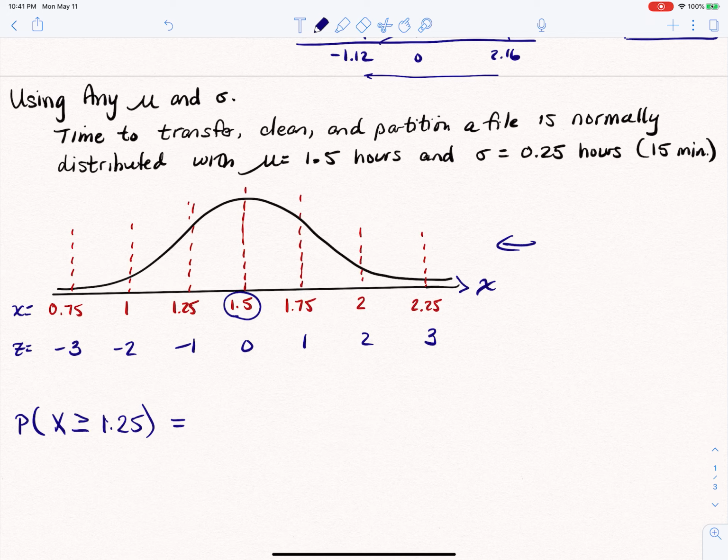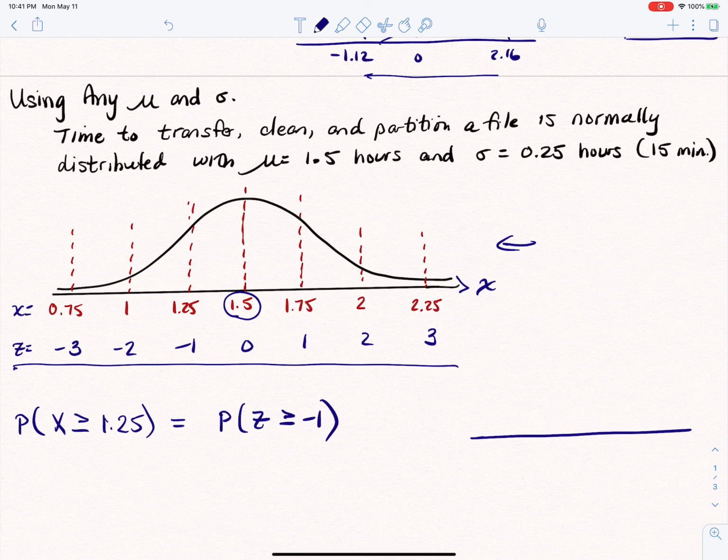Those values of x correspond to these values of z. So if I happen to land on one of those values of x that's special, we can answer this question more easily. Just as an example, the probability that x is greater than or equal to 1.25 is the same as saying the probability that z, the standard normal random variable, is greater than or equal to negative 1. Now once again, we can look at our standard normal chart for this.